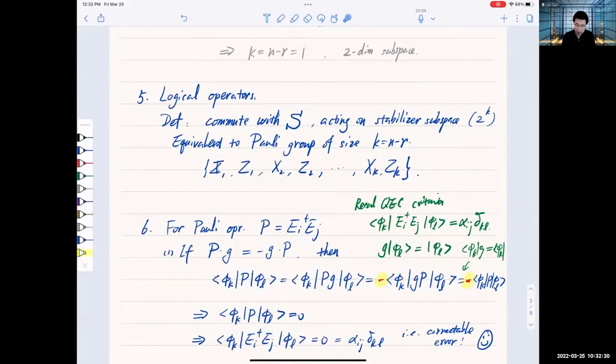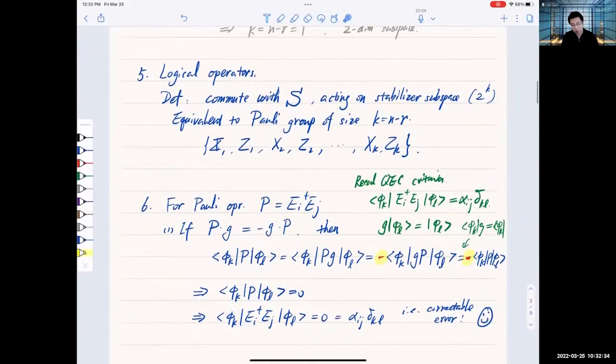Okay, so that shows that if you have some error operators EIEJ, and their product gives a Pauli that anti-commutes with any of the stabilizer generators, then you're in a very good situation because you can correct that error. That is the really favorable case.